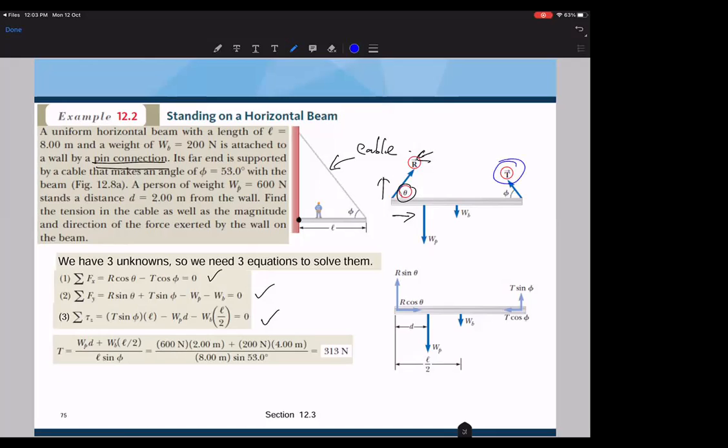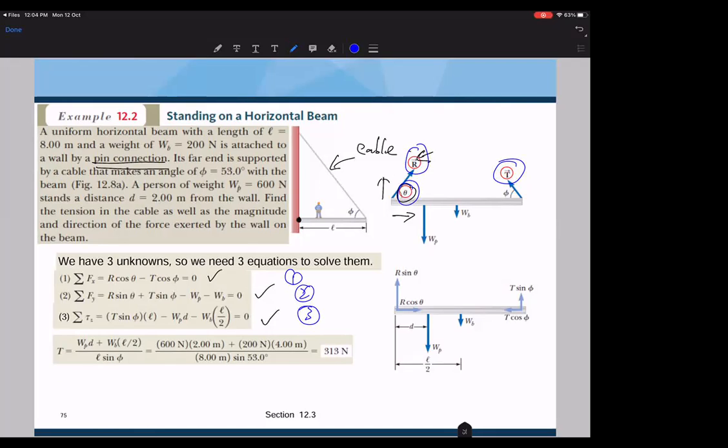Tension in the cable. You have the reaction force, and you have theta. Basically, three unknowns, and you have 1, 2, 3 equations. So in this way, you could solve the three simultaneous equations and get the three unknowns. So that would be the whole idea.